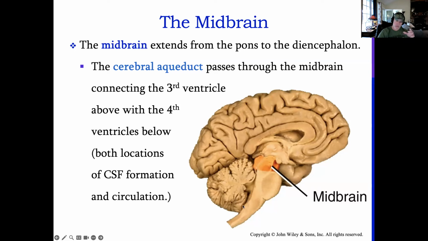From there, we see the cerebral spinal fluid would flow down and it would then enter into the central canal of the spinal cord. But this cerebral aqueduct kind of separates the anterior from posterior, and it connects the third and the fourth ventricles.